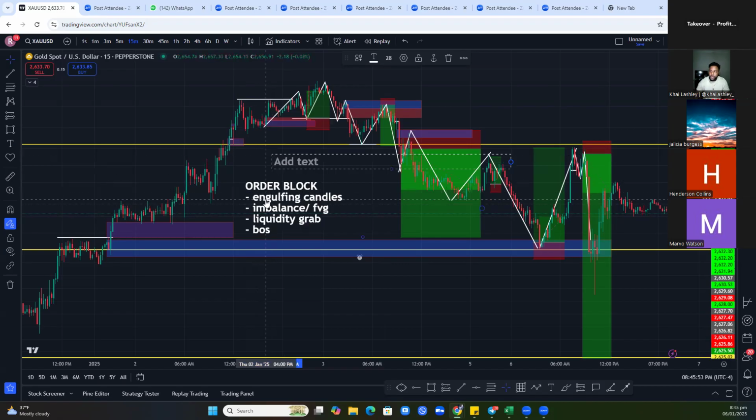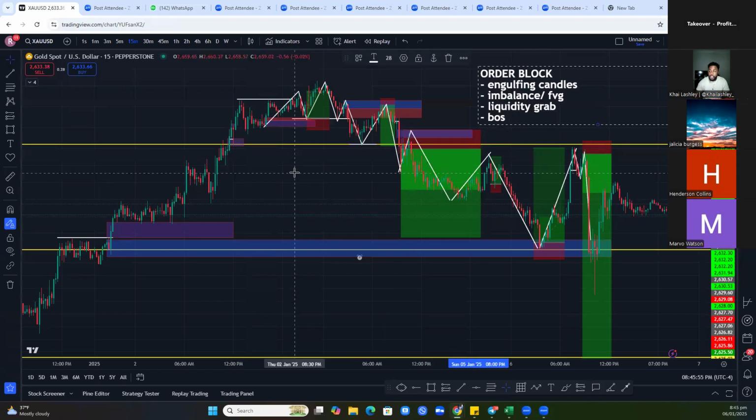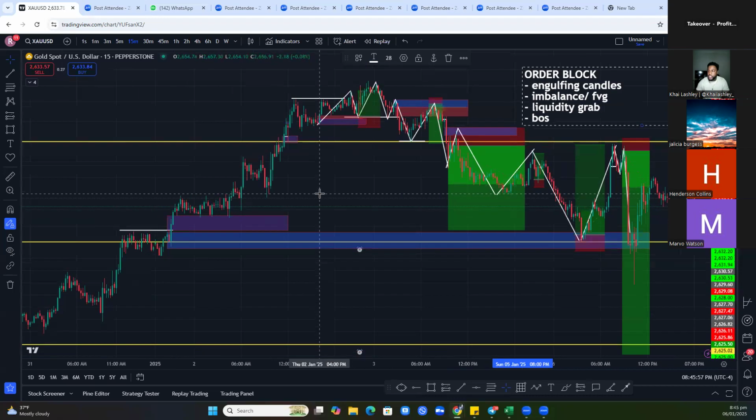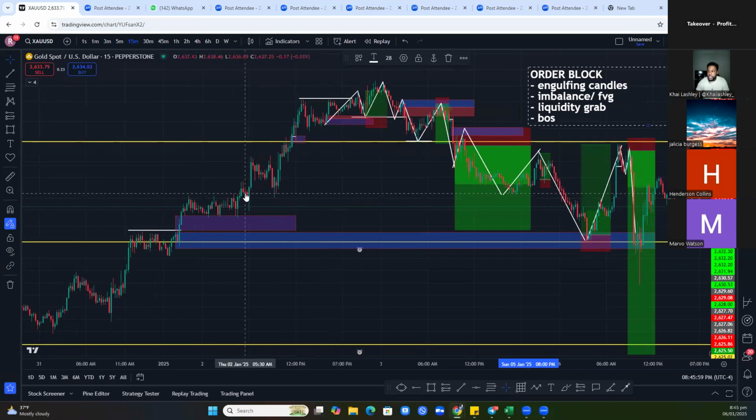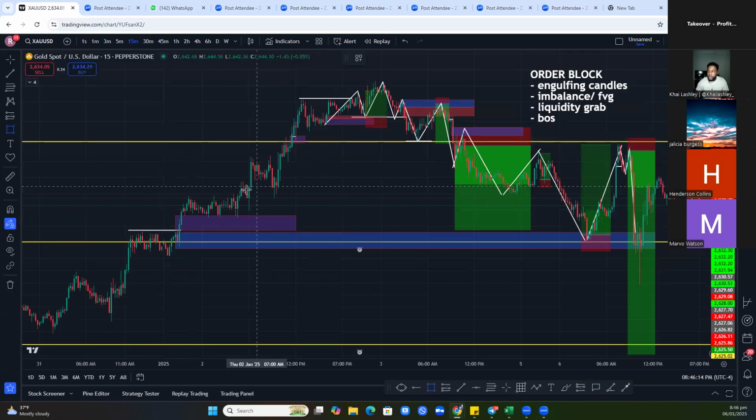So I'm going to show you a few more before we hop off the session. Immediately look here, you see engulfing, a 15-minute engulfing. Boom. You see the liquidity sweep here as well. See liquidity grabs. You see the engulfing candle. Order block, buying. We will include the wick.